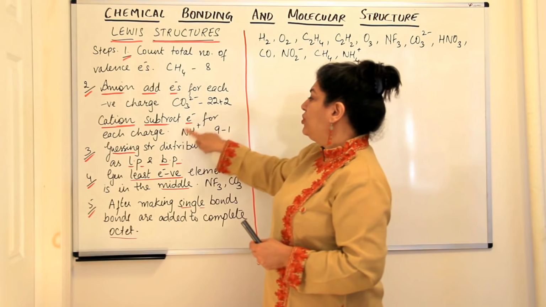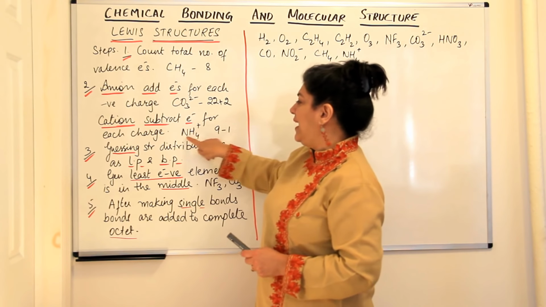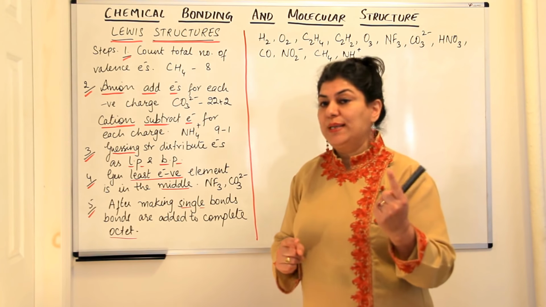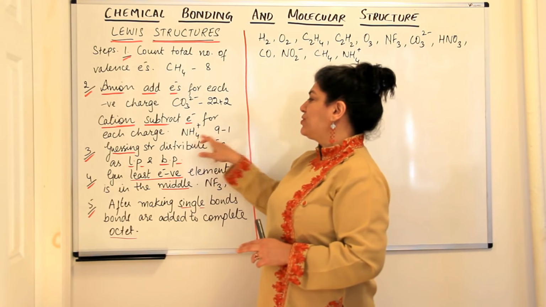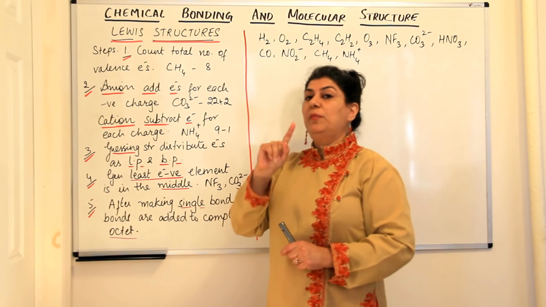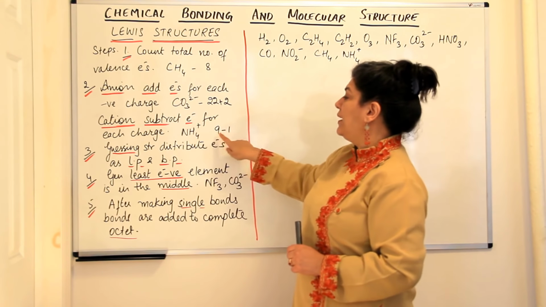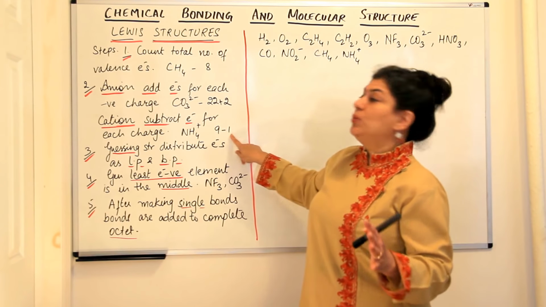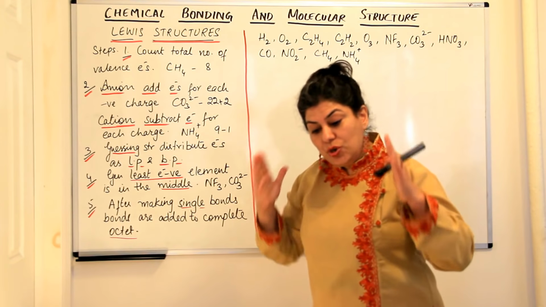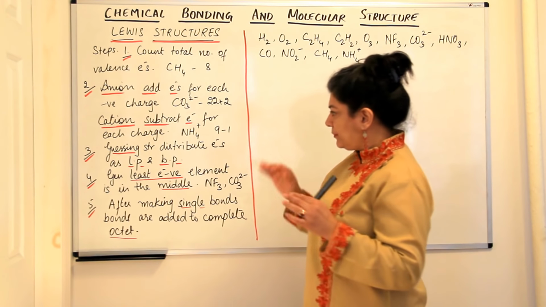For example, ammonium ion is NH4 positive. Nitrogen has 5 electrons, and 4 hydrogens each contribute 1 valence electron. So 5 plus 4 is 9. And since there is a single positive charge, that would mean removal of 1 electron. So ammonium ion would have 9 minus 1, which is equal to 8 valence electrons that you have to deal with. So we must first know the number of electrons that we are dealing with.